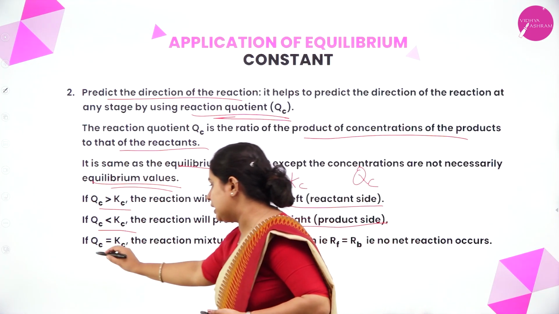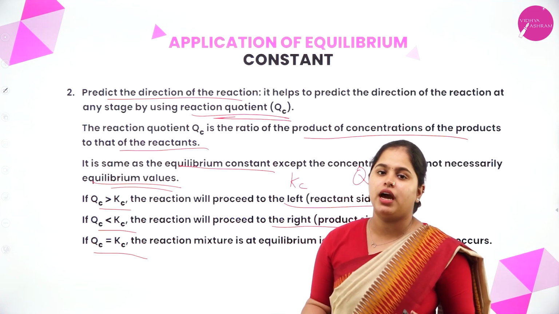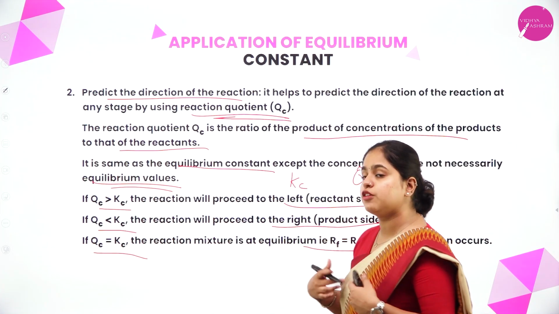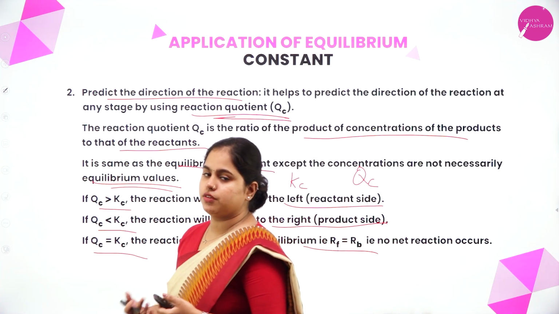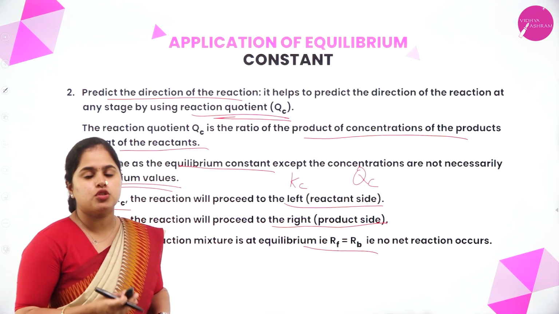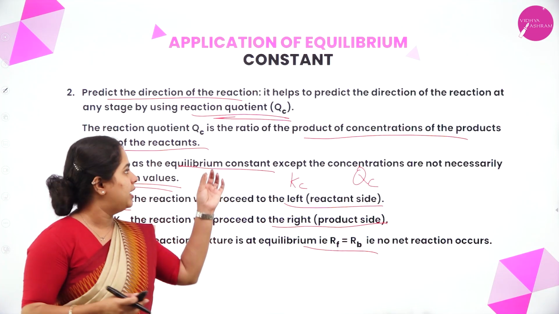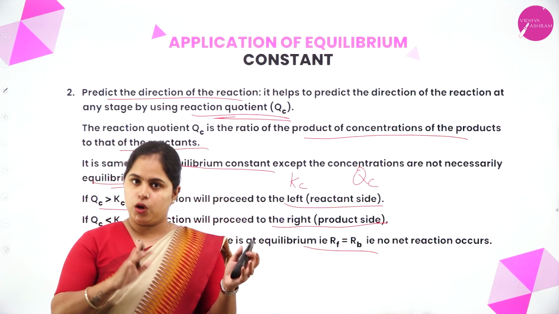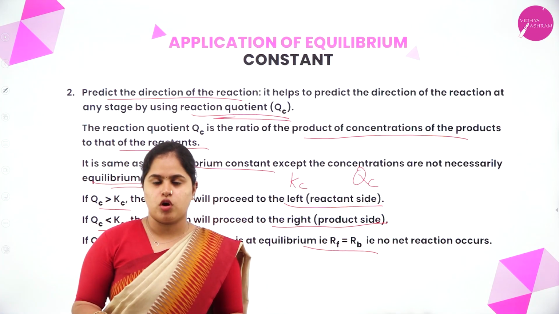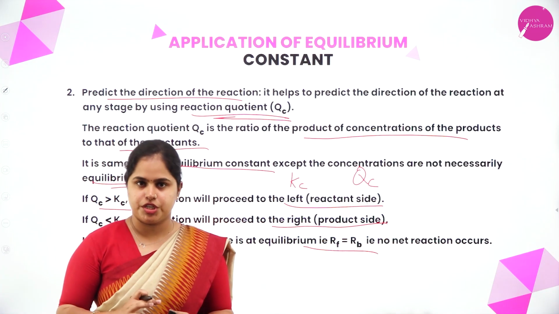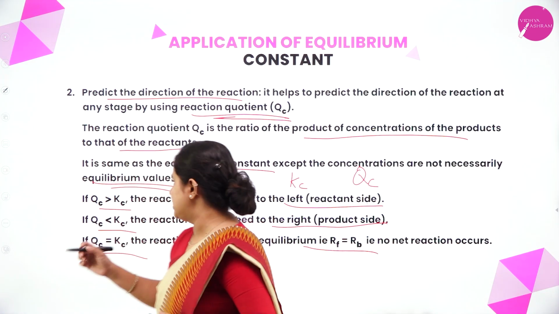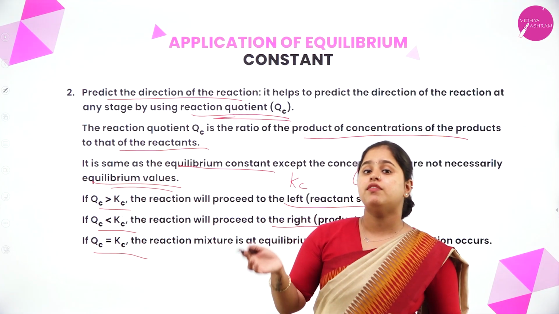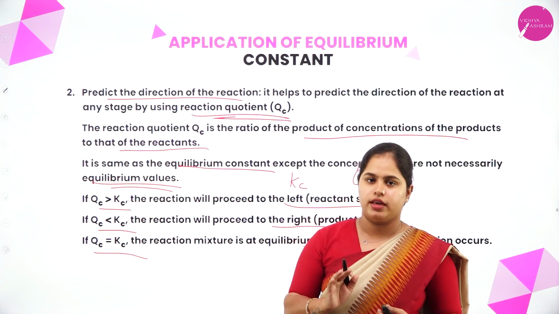Now, if Qc and Kc are equal, what does that mean? The reaction is in equilibrium. That is, the rate of the forward reaction and the backward reaction will be equal. So, the reaction quotient Qc has the same form as the equilibrium constant itself, but applies at any other concentration. If the Qc value is less, we can say that the reaction goes in the forward direction. If the Qc value is more than Kc, it goes in the backward direction.